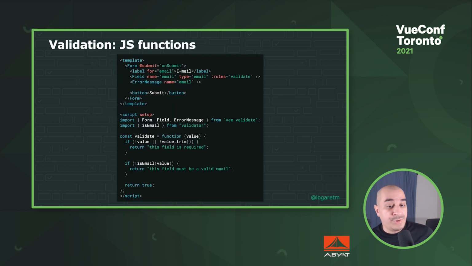So when using a JavaScript function for validation, you have this example. When you have a normal JavaScript function that receives a value, checks if it's empty or not, then checks if it's an email or not, and returns a string as an error message in each stage, which is really straightforward.